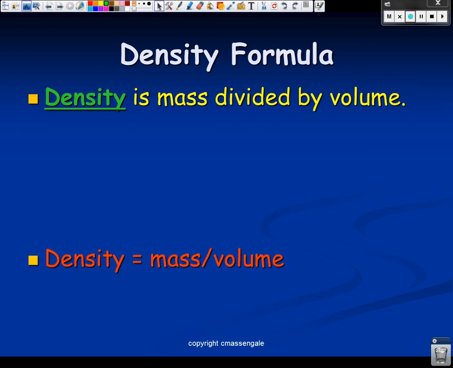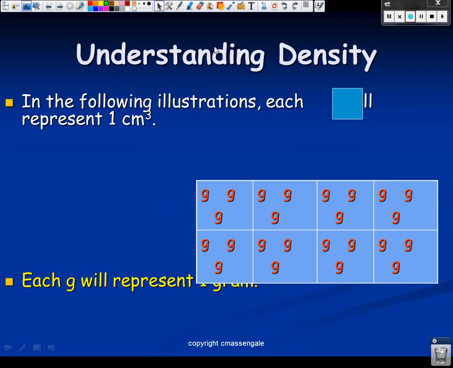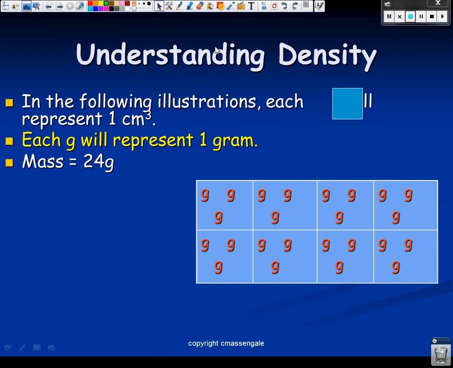Remember, the density is mass divided by volume. You can write it in that, or we can plug it into the triangle, and we're going to work with that today if we hopefully get to it. So we've gone through all this, right? Okay, good.